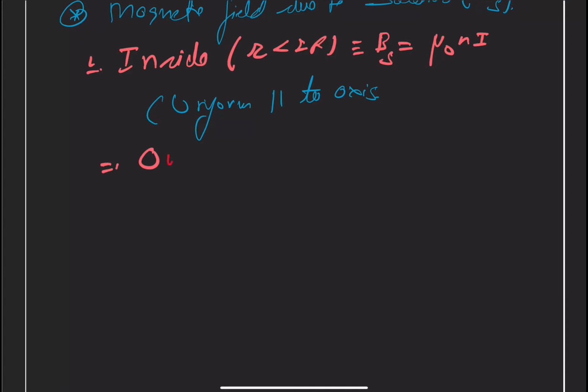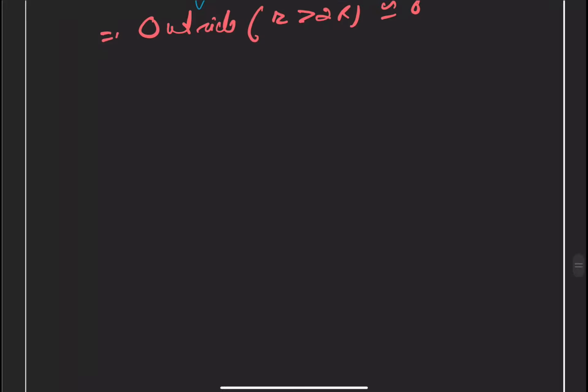Now we have outside, that is r is greater than 2R. Ideal, for ideal cylinder, this will be equal to 0. Okay. So we have analyzed the hollow cylinder as well as solenoid independently. Now we are going to find out when they are merged together to form one single entity.